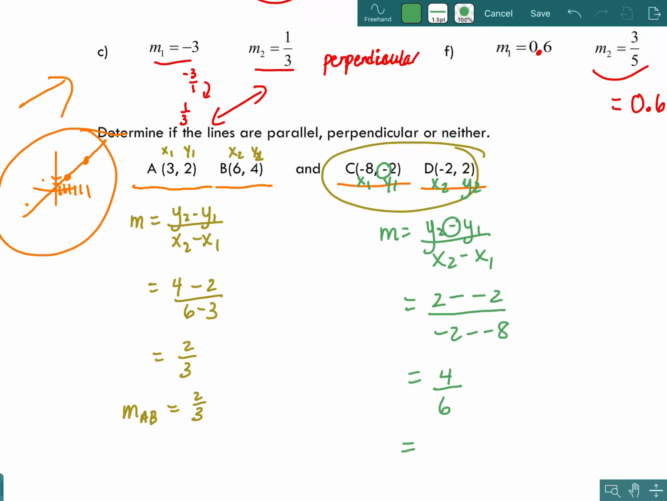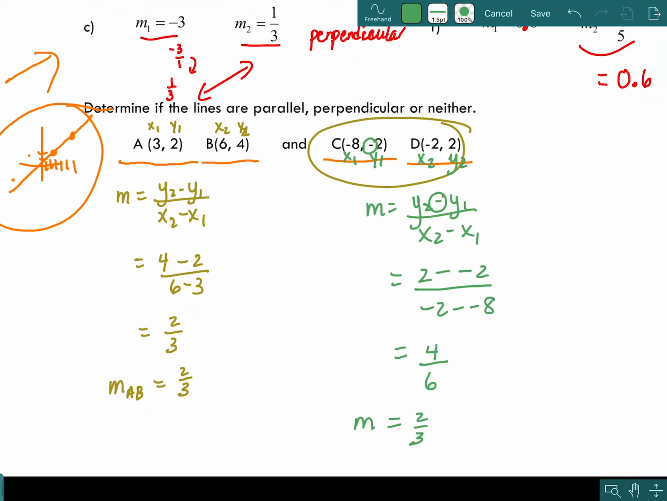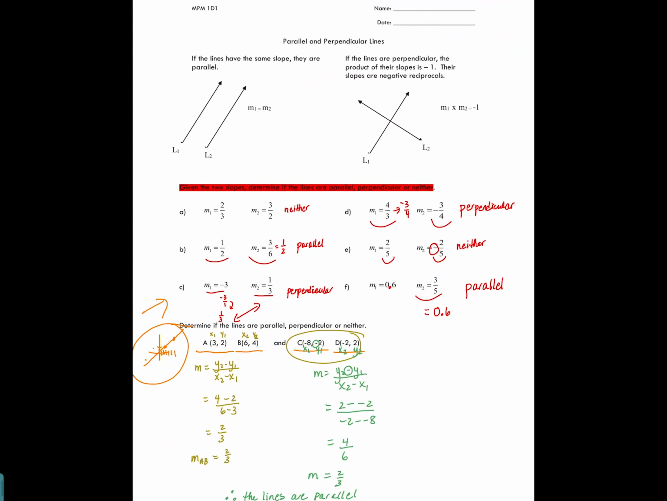Now we need to reduce that fraction. So we divide each by 2. And we would get 2 over 3. So this one has a slope of 2 over 3. They have the same slope, so therefore the lines are parallel because they have the same slopes.